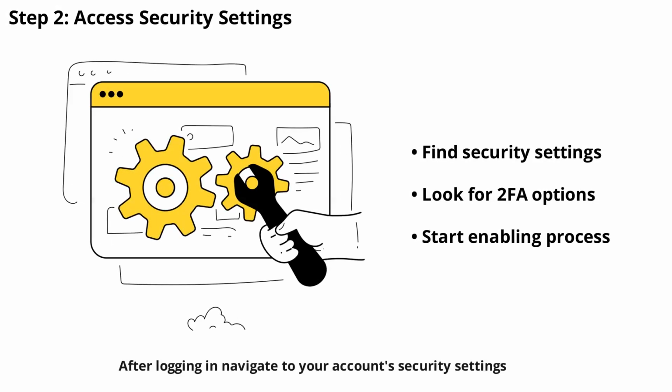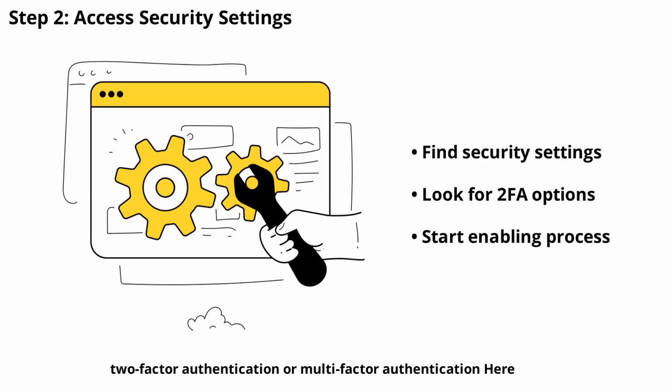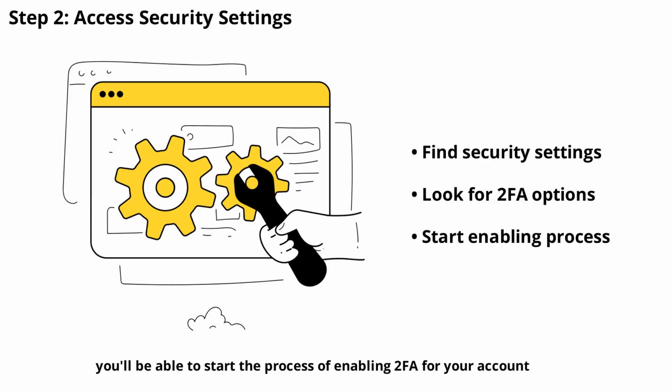After logging in, navigate to your account security settings. This section is usually found in your account profile or settings menu. Look for options related to two-factor authentication or multi-factor authentication. Here, you'll be able to start the process of enabling 2FA for your account.